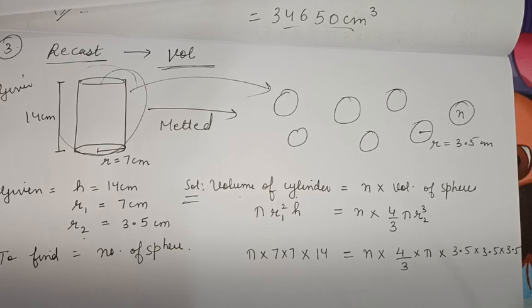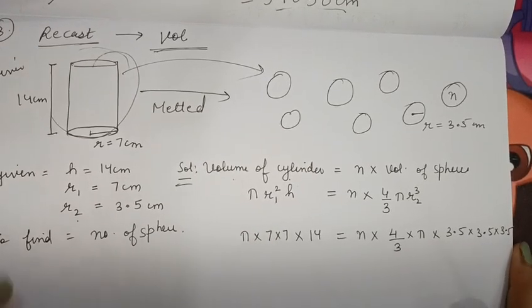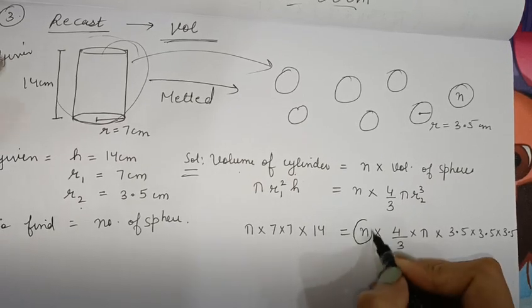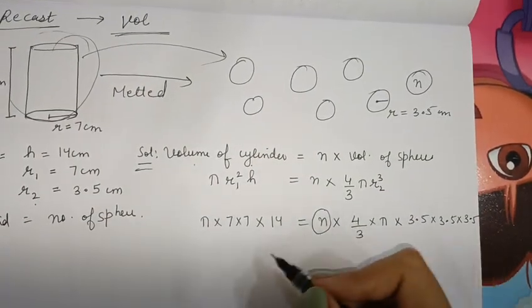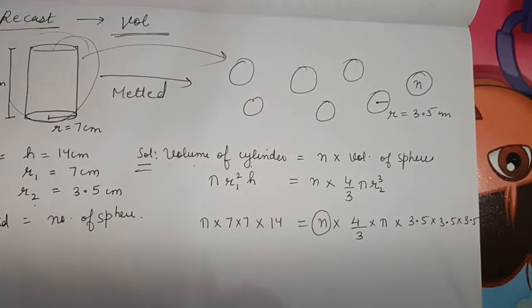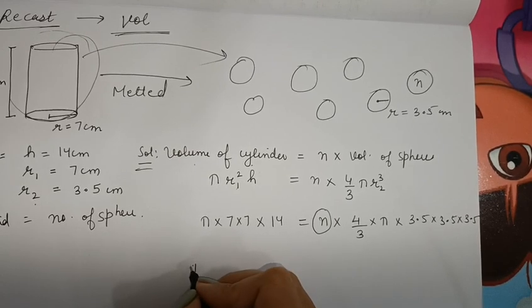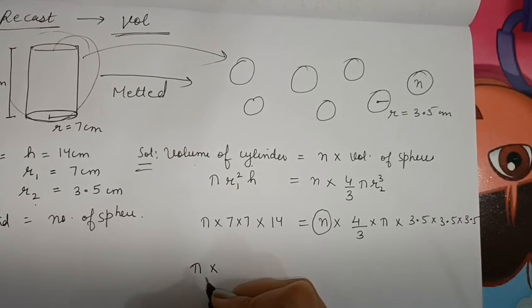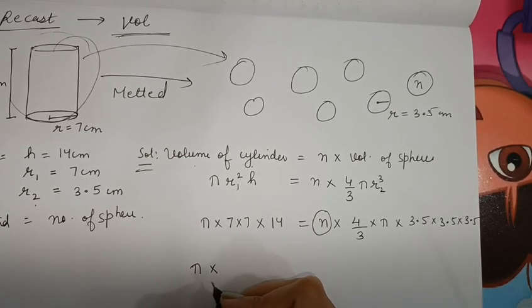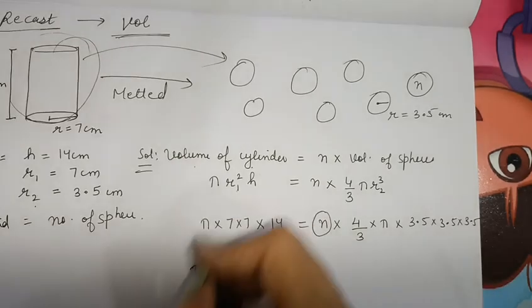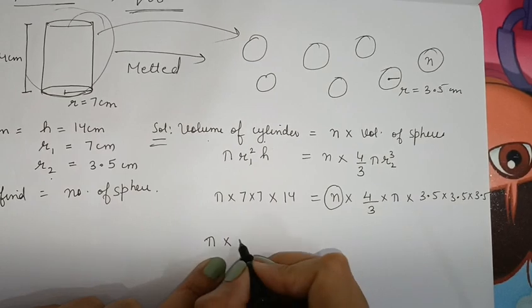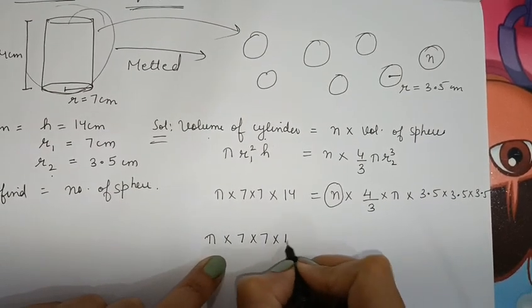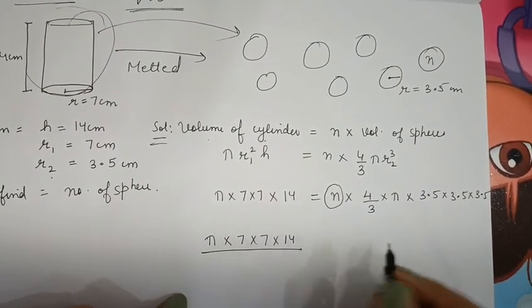So same concept we will apply. Now what we have to find? We have to find this n. So n we will keep on this side. Other things we will shift to the other side. So I'll just rewrite this side as it is. Pi into pi's value, if you want you can write 22 by 7. Why I am not writing it here? Anyhow it's going to get cancelled. So that's why let it be like this. Pi into 7 into 7 into 14. So this I have written.